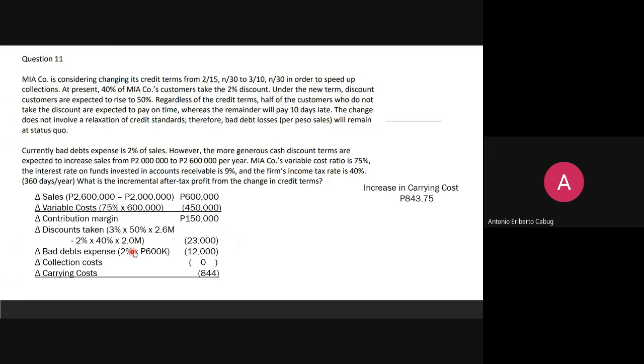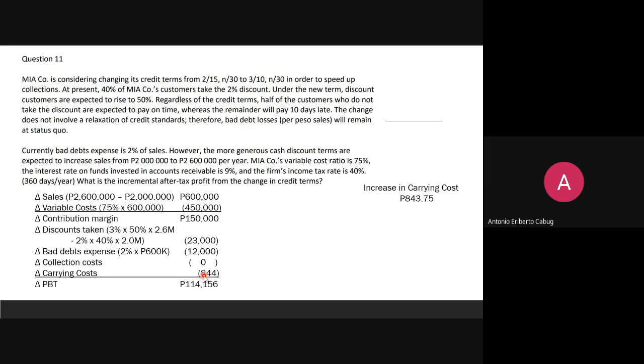Bad debts expense, 2% off sales. Kung tataas ng 600K yung sales, yung bad debts tataas ng 2%, 12,000. No collection cost is assumed in this problem. Remember the carrying cost? It's 843.75. Ako, tinatamad ako magsentavo kagabi. So, 844 lang nilagay ko.